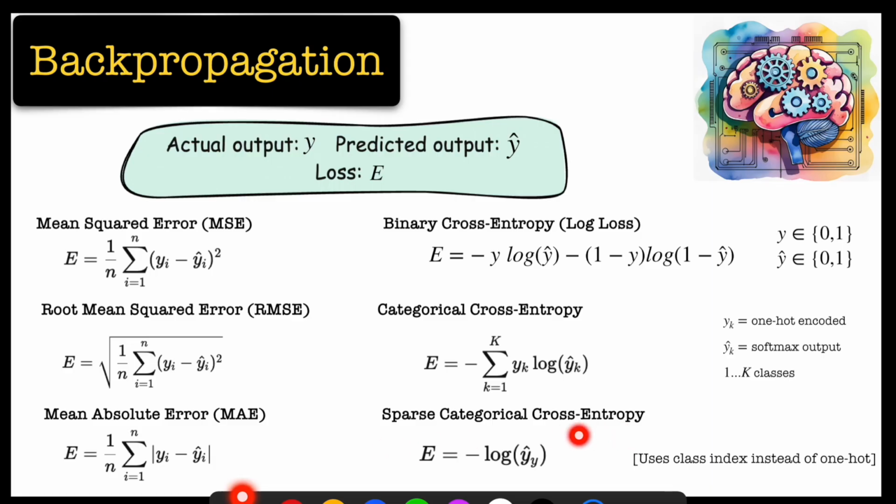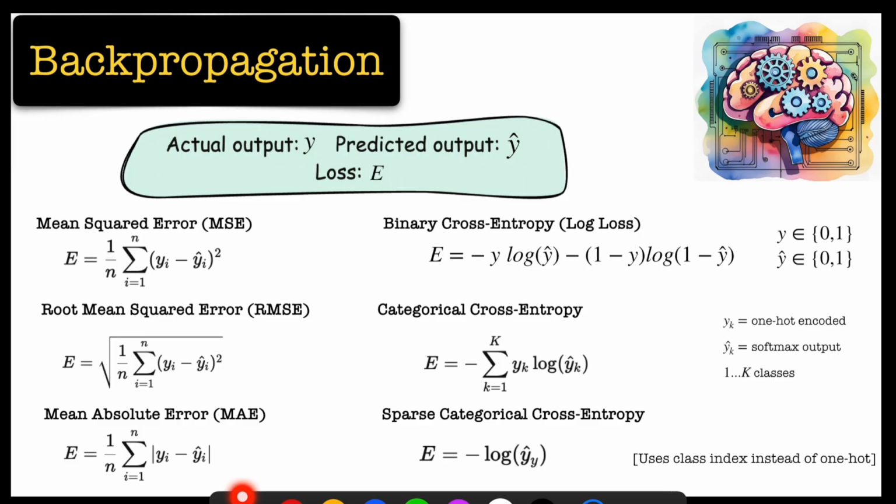Sparse categorical cross entropy is basically the same, but instead of one-hot encoding, we use the class indices, and we represent the error as minus log of y hat, where y hat is the softmax output of the actual output class. So that's how we calculate it. This is, in a nutshell, how we calculate the error or loss.